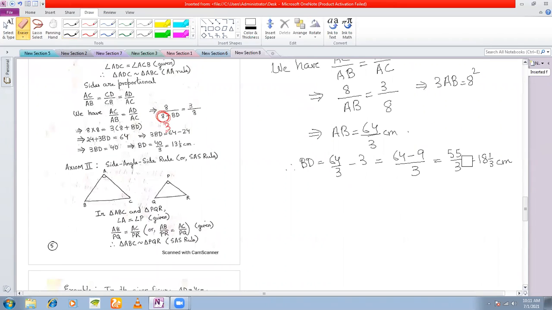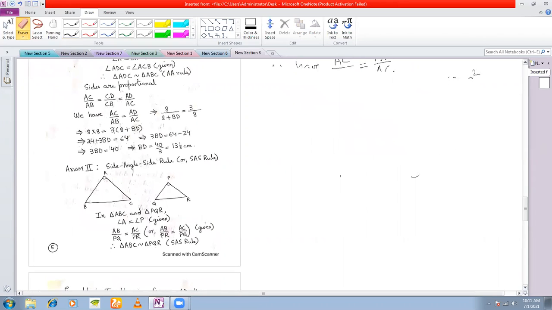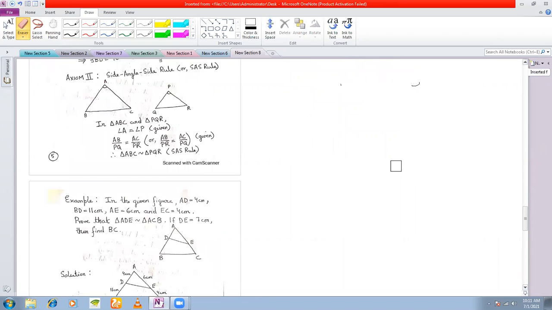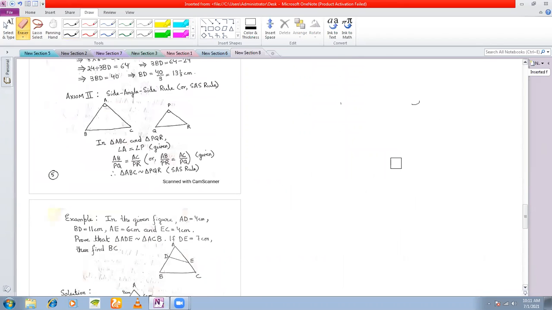The next axiom for similarity is SAS, or side angle side. Not a very important axiom in case of similarity, but you know, questions have never come on this axiom, but nevertheless it is included. So we'll just discuss one problem from this axiom. Okay, so now what does this axiom state? That if one angle of two triangles are equal and if the included sides are proportional.